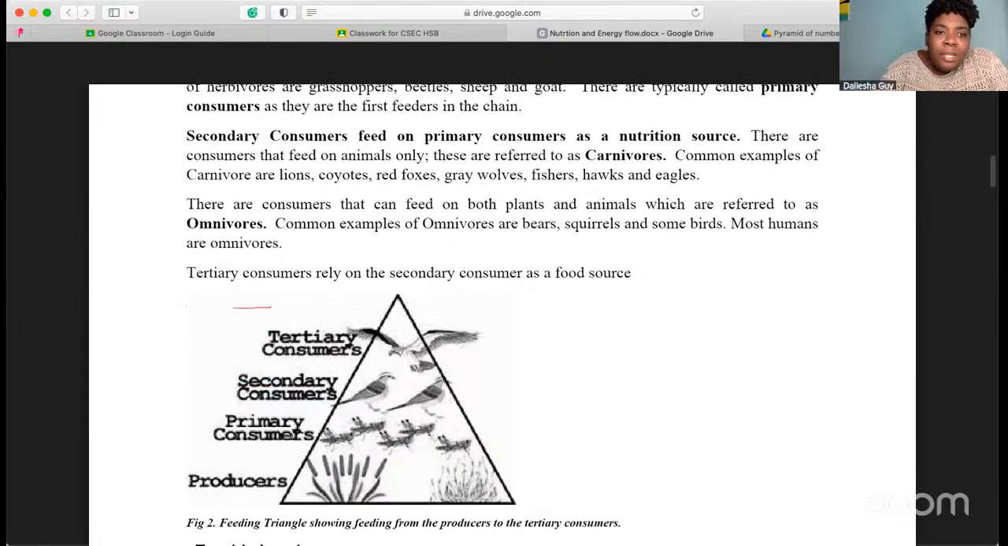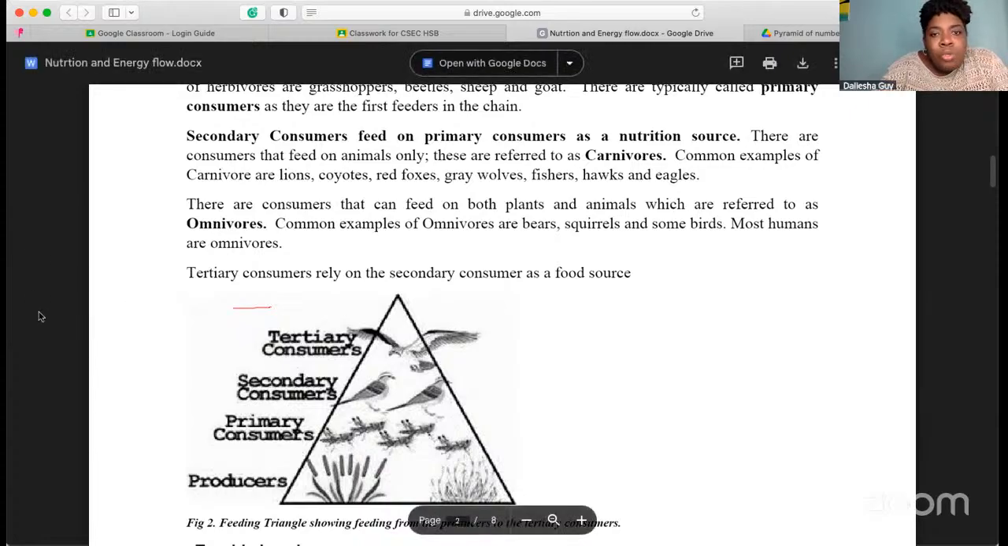So after the primary and secondary, we have the tertiary consumers. And as it says, these tertiary consumers rely on the secondary consumers as their food source. All right. So the tertiary consumers rely on the secondary consumers as their source of food. All right. So please note that.